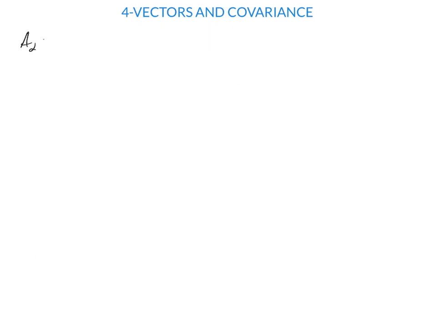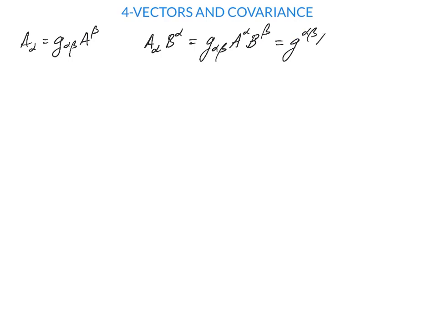Now, because A_α is given by this formula, we can write a contraction with the help of a metric tensor. We can write it as g_αβ A^α B^β, or, which is the same thing, g^αβ A_α B_β. Generally, if we have a contraction and one index is below and one above, we can also raise one and lower the other, and we'll get the same thing.